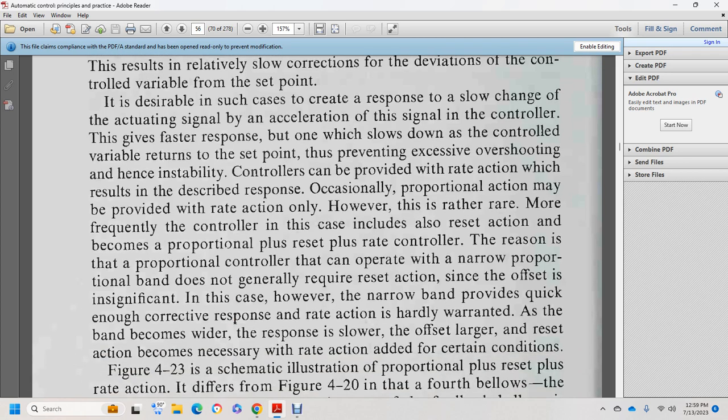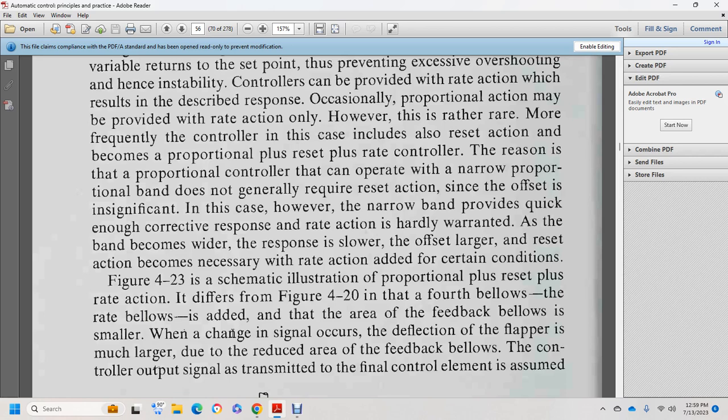In this case, however, the narrow band provides a quick effect, quick enough for the corrective response, so rate action is hardly warranted. When the band becomes wider, the response is slow with offset, and larger reset action becomes necessary, and rate action in certain conditions.